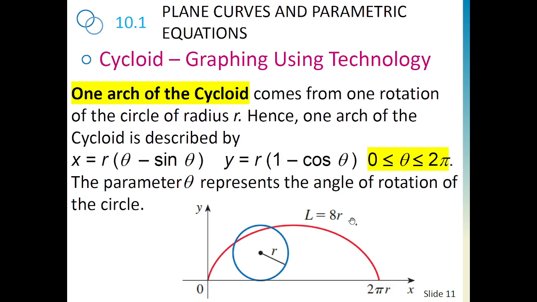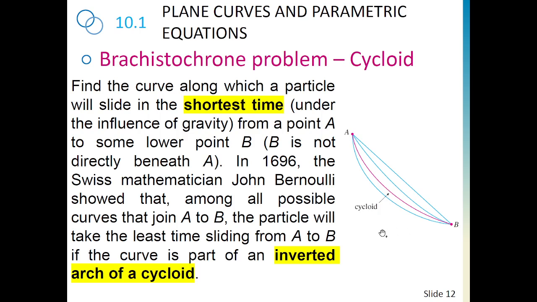Now later on we will be able to compute the length of this cycloid. It will be 8 times r. For now we don't know how that's computed. We will learn it in 10.2. But that's something interesting: the curve that you obtain by following a point on a rolling circle is called a cycloid.